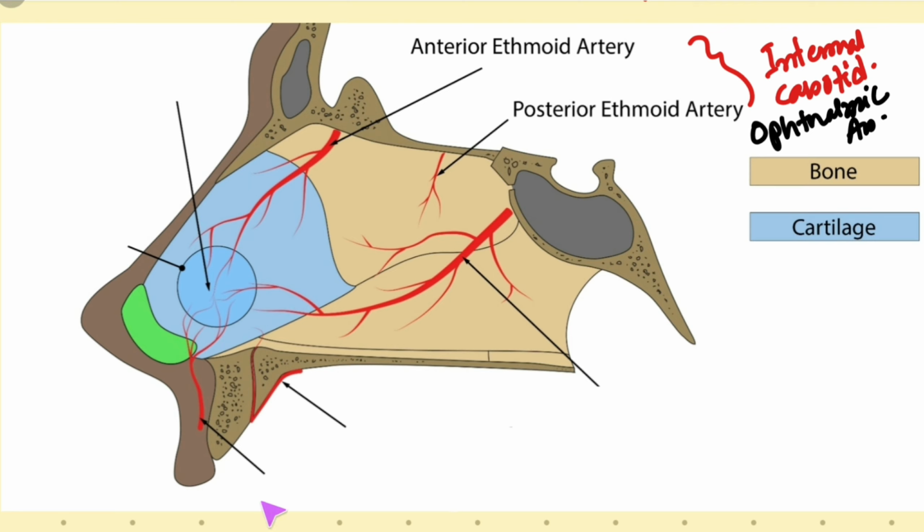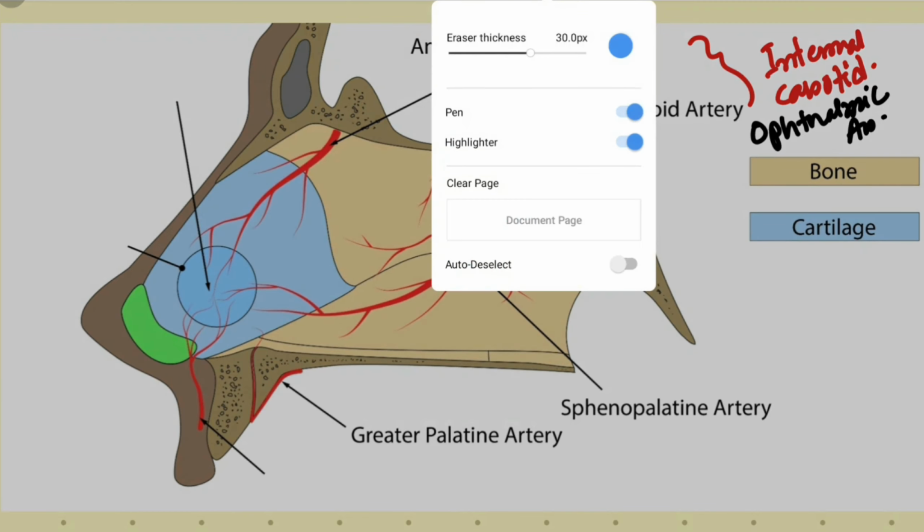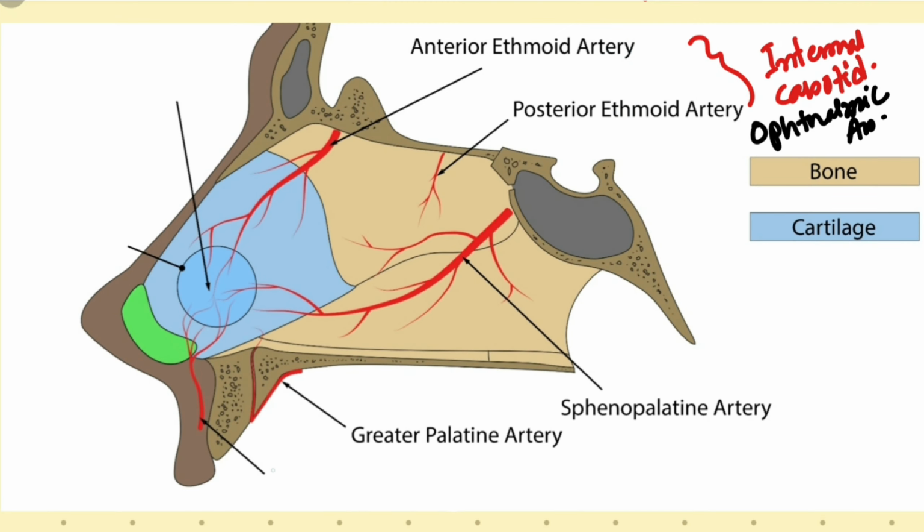Now let's go to the external carotid system. These are the arteries. Which artery is this? Can you tell? This artery is the sphenopalatine artery, and the next artery you can see is the greater palatine artery. They both are part of the external carotid system, and the next artery is the superior labial artery. You can see this artery is the superior labial artery, which is coming from below. Now these three arteries are part of the external carotid system.